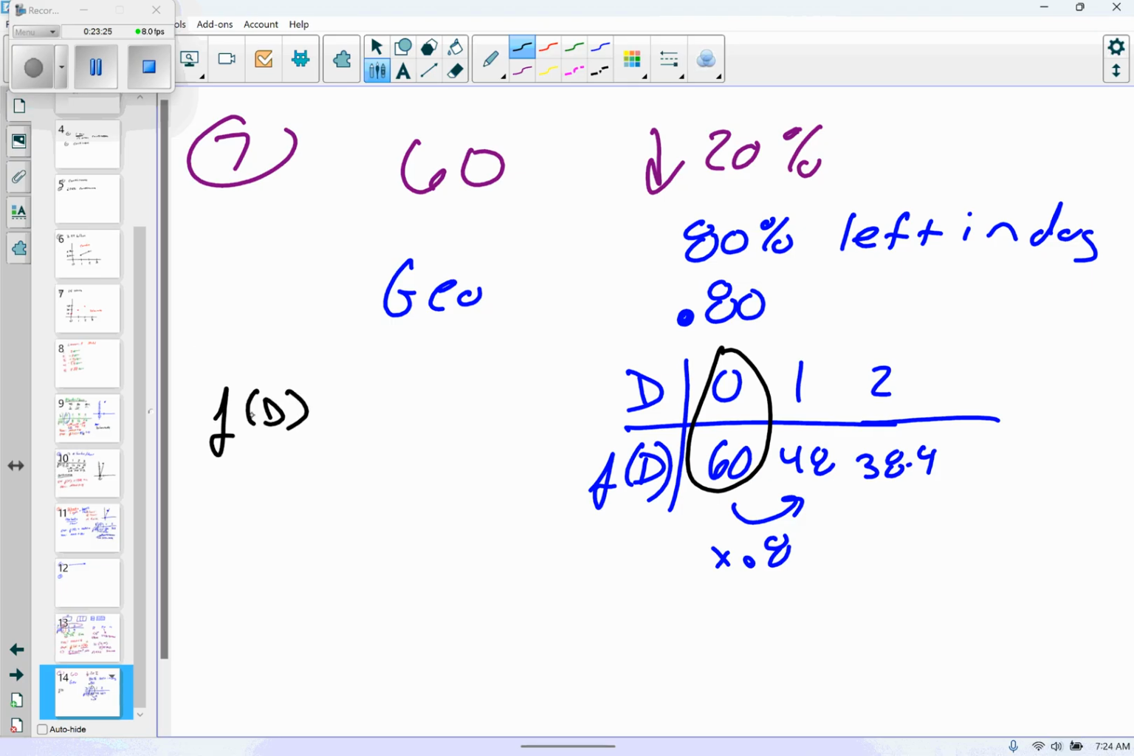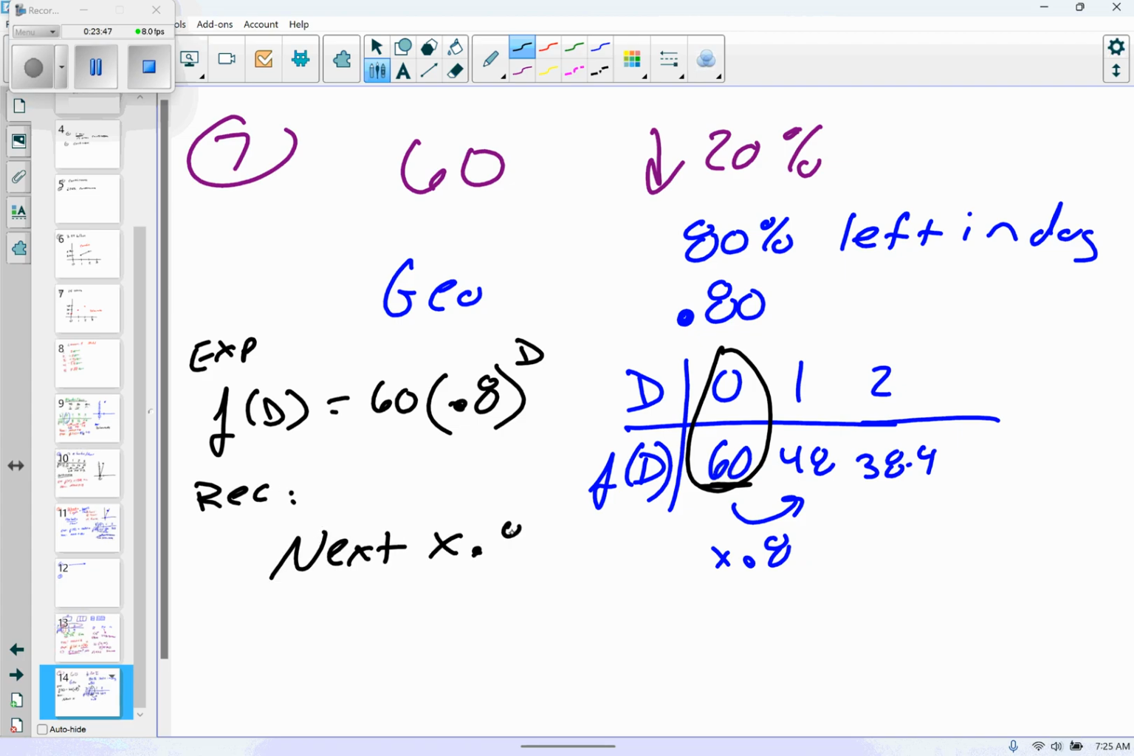Because I have this very first term, which is great, I'm going to say that F at D for my explicit equation is going to be the first term, 60, times 0.8 raised to the D power. And then my recursive is going to be next times 0.8. Identify the domain. The domain would go from, again, 0 days to infinite days, or whenever the drug is gone out of the dog.